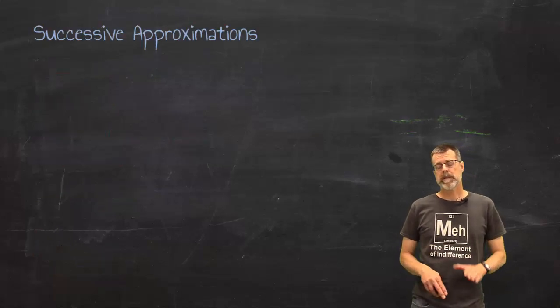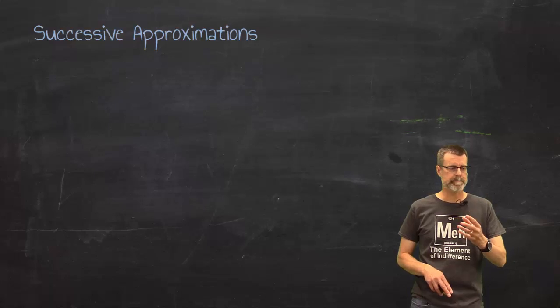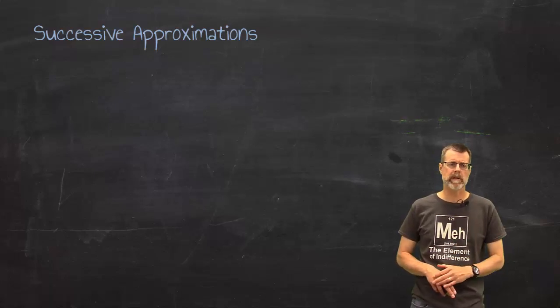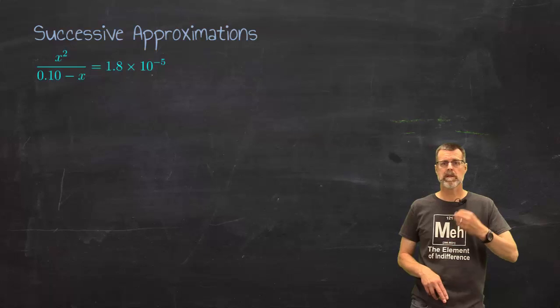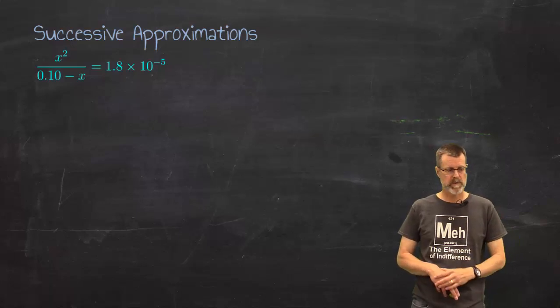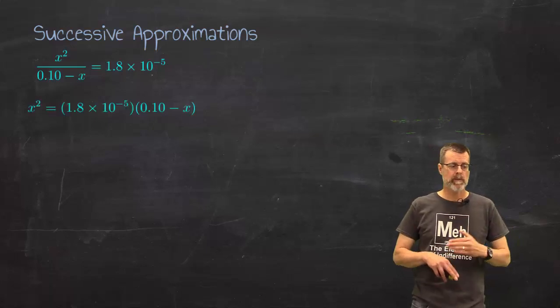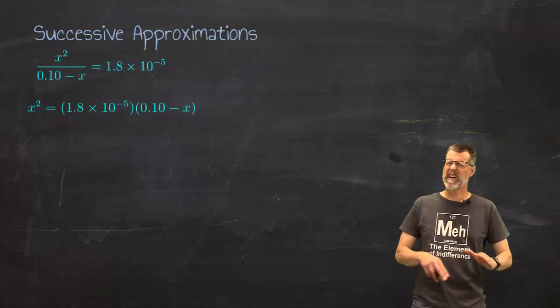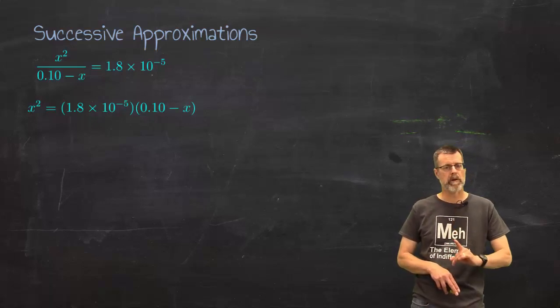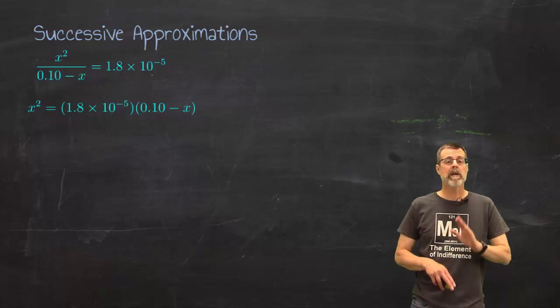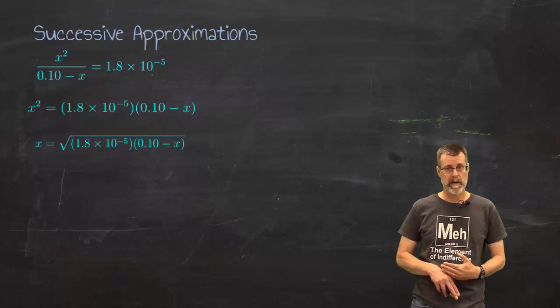Successive approximations. This is going to feel a little bit unusual because you've never done anything like it. However, it's based on some really sound logic. So start exactly the same way. I'm going to solve for x, or at least isolate x a little bit. At this point, though, I'm going to do things differently. I'm going to take the square root of both sides.